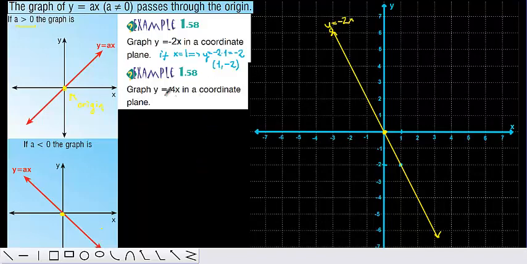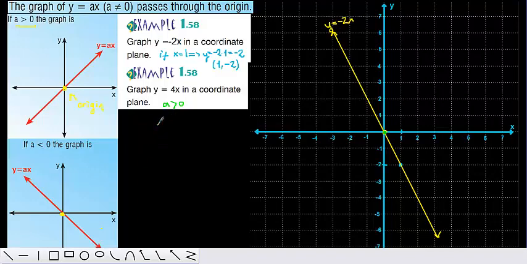This time the a value is greater than 0, so it's going to lie on this part. And I know that it's going to be in the first quadrant and the third quadrant. I'm going to find only one point, because it's going to pass through the origin again. And this is very important: y is equal to ax line always passes through the origin. So you are going to give only one value.